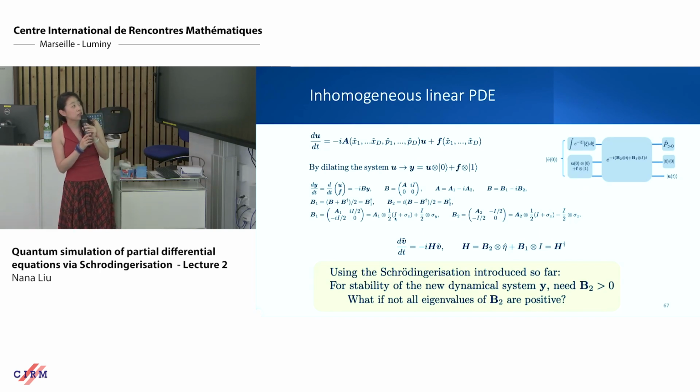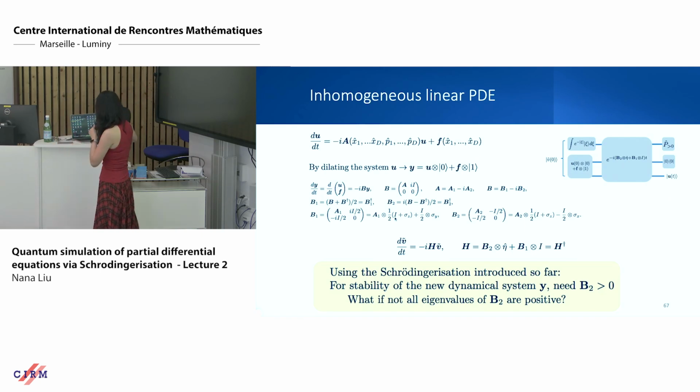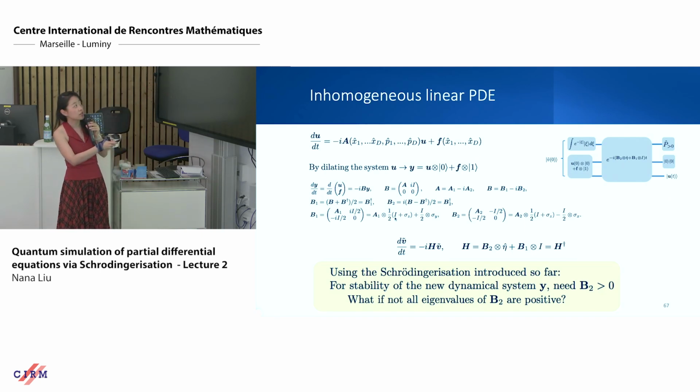Okay, so how do we deal with inhomogeneous PDEs? Well, I said something about dilation, right? If f is, say, a source term, then we define a new variable y, and y is a vector with u and f. Let me use my laser pointer. So y is u and f, but we can write it as u tensor product 0 plus f tensor product 1. So now this is coupling between a continuous variable and a qubit setting.